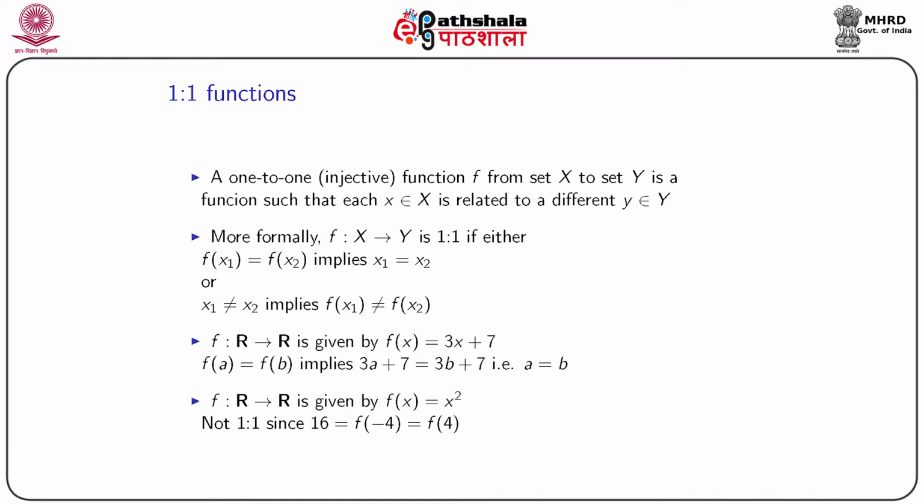Now if we consider another example where f(x) is x square. Here also we have the same sort of mapping from real line to real line. But probably this is not a one-to-one function. If you look closely, then f of minus 4 will result in 16, whereas f of 4 will result in 16 too. So f of minus 4 is equal to f of 4, but minus 4 is not equal to 4. So it doesn't satisfy the conditions for one-to-one function. So f(x) equals x square is not a one-to-one function.